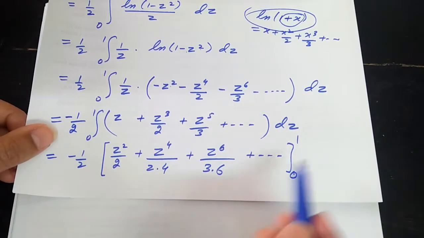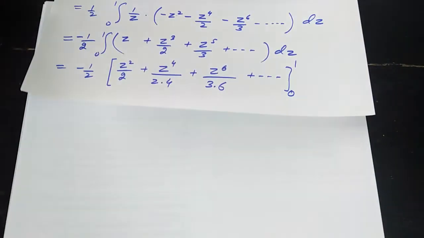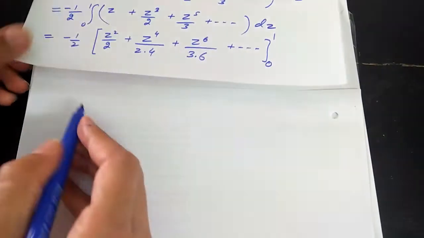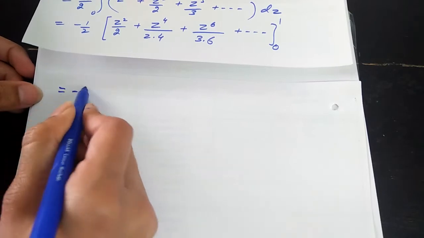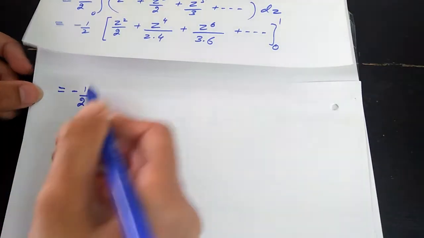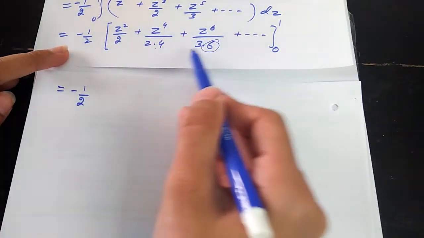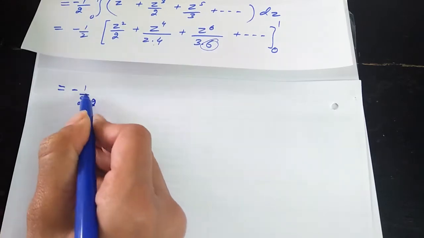First I am simplifying this, then I will at the end apply the limits of integration. This thing can be written as, this will be equal to negative 1 by 2. Now I can take this 2 common out of here because it is coming in every denominator. So I am taking 2 common outside.